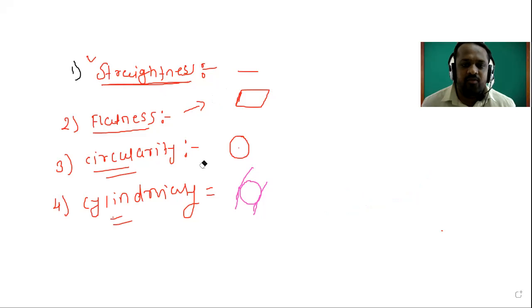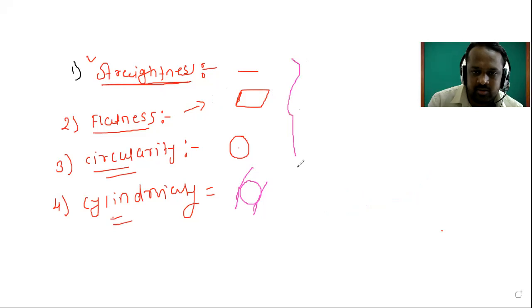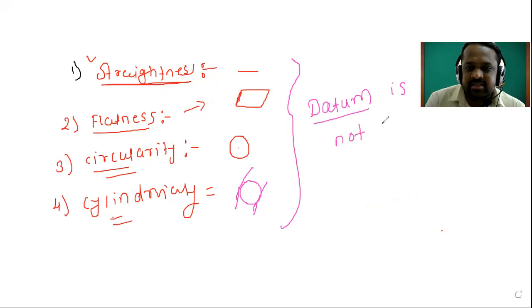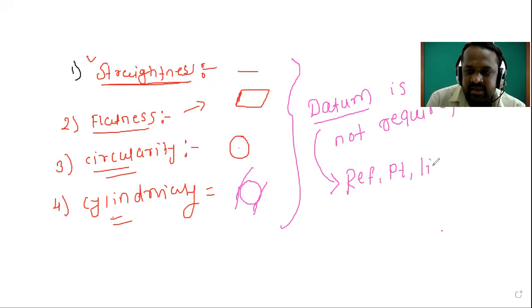And one more important point related to the form features: for all these features, datum is not required. That point you have to remember. Then what is meant by the datum? I will explain that here. Datum is nothing but the reference point. It is a reference: any point, any line, any surface, any profile.